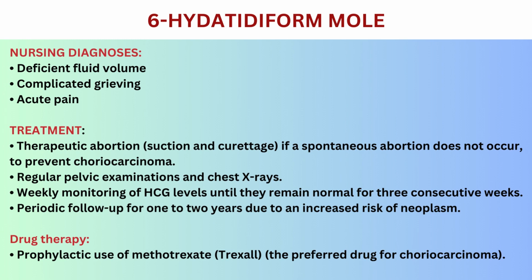The treatments include therapeutic abortion, suction and curettage if a spontaneous abortion doesn't occur, to prevent choriocarcinoma, regular pelvic examinations and chest X-ray, weekly monitoring of HCG levels until they remain normal for 3 consecutive weeks, and periodic follow-up for 1 to 2 years due to an increased risk of neoplasm. The drug therapy includes prophylactic use of methotrexate (Trexall), the preferred drug for choriocarcinoma.